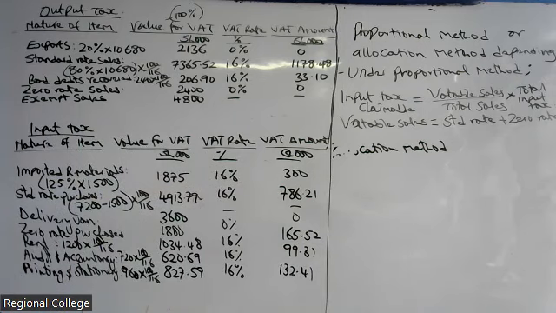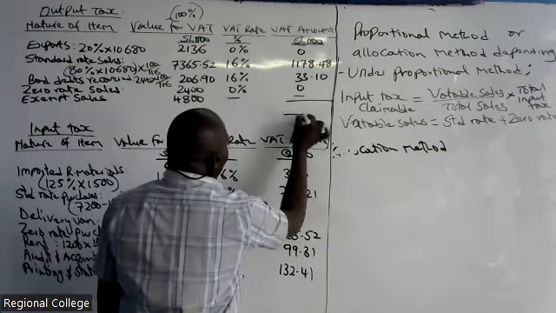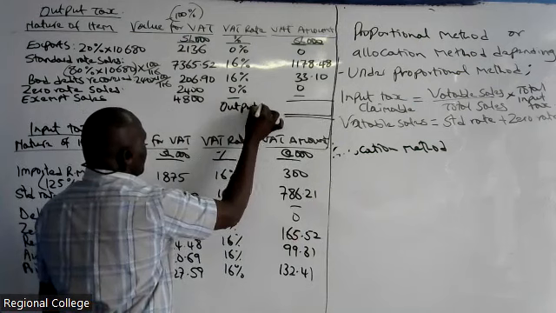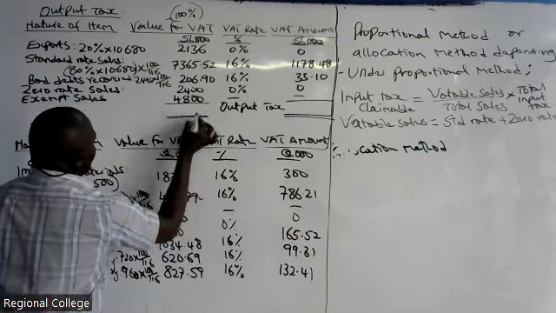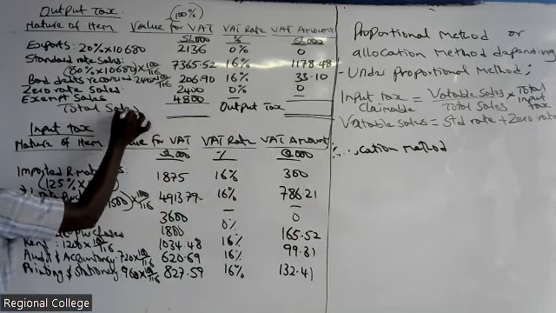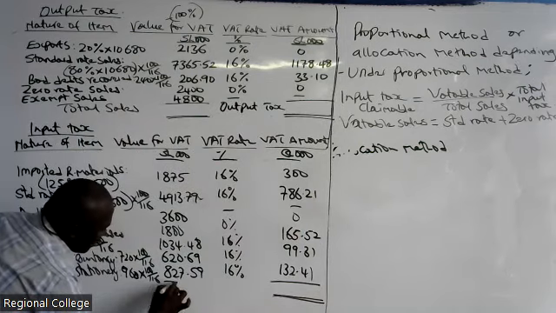So hizo story tumemaliza. So kindly give me output tax. Give me total sales. And give me total input tax.